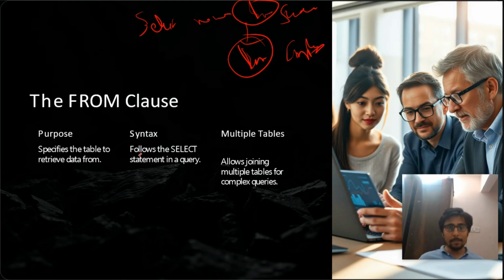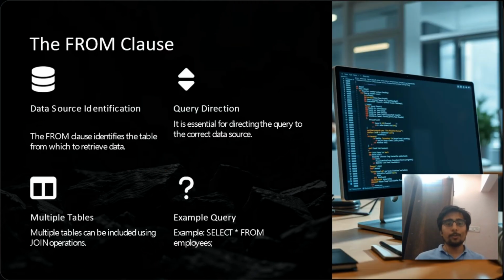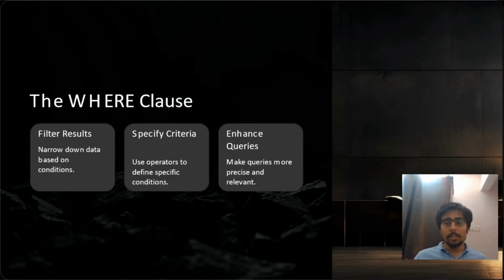The syntax, as I mentioned, is a select statement in a query, select star or whatever you are writing there, from clause, and that is what our query is all about. And from clause, as you can see, is the data source identity. The from clause identifies the table from which you are retrieving data. And multiple tables can be included using join operations. You can use join operations as well, but for join we'll go deep in the later classes. So today in this video we will be understanding only the basics of queries, like how the where clause is used, how select is used, and how from is used. So this was all about that.